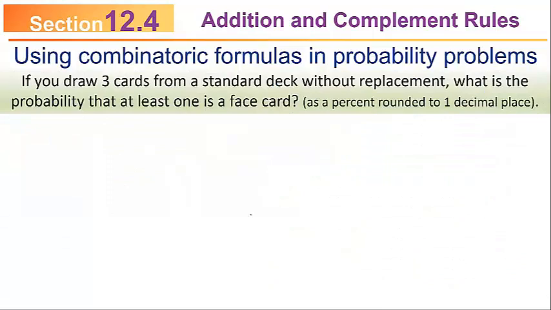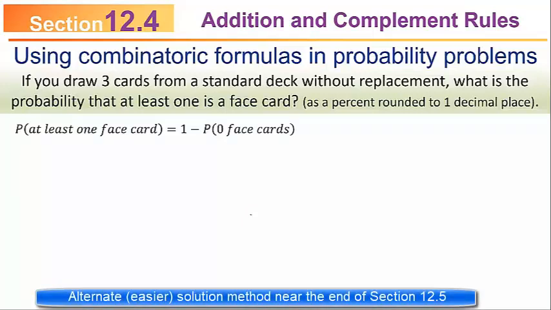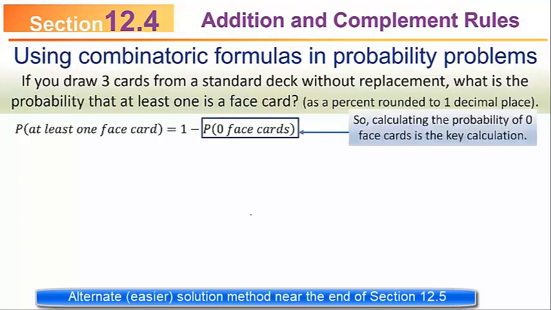How about this? If you draw 3 cards from a standard deck without replacement, what is the probability that at least one is a face card? Write your answer as a percent rounded to 1 decimal place. So as we learned, the probability of at least one something is 1 minus the probability of none of that thing. So in particular, the probability of at least one face card is 1 minus the probability of no face cards, or 0 face cards. And as we've seen before, that probability of 0 face cards is the key calculation.